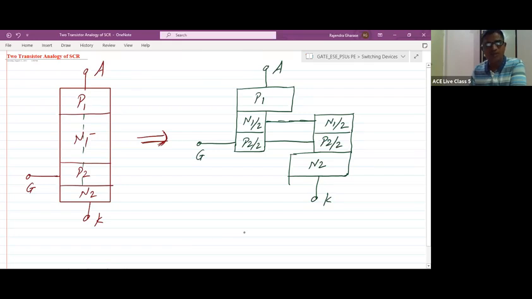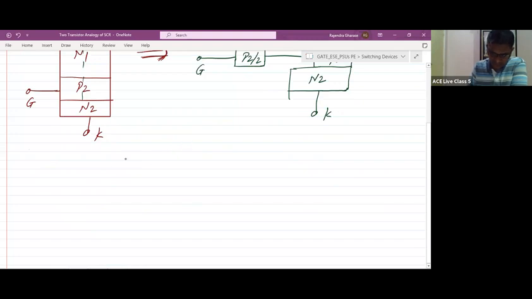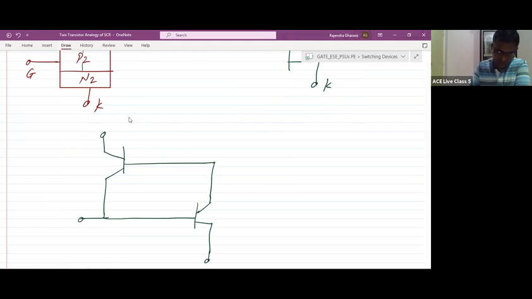Now from this, can we draw the equivalent circuit? We can draw the equivalent circuit like this: one is the PNP and the second one is the NPN transistor. This is a PNP. Here it is the anode, here it is the gate, here it is the cathode. And here it is an NPN. So the arrow should be here, and here it is an arrow.